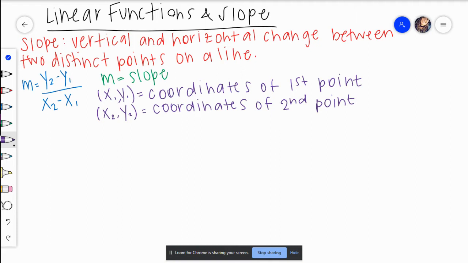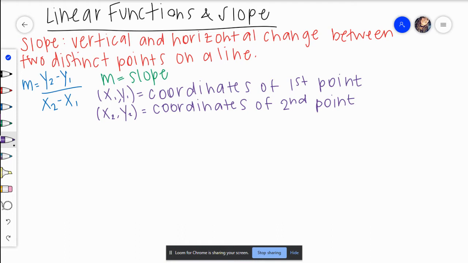And then in the blue, our formula is m equals, this is the difference between the y values. It is y sub 2 minus y sub 1, and this is over the difference in our x values, which would be x sub 2 minus x sub 1. And so our m is our slope, and then our x sub 1 and y sub 1, that's coordinates of our first point, and then we also have coordinates of our second point.